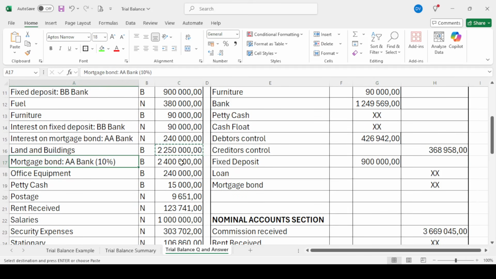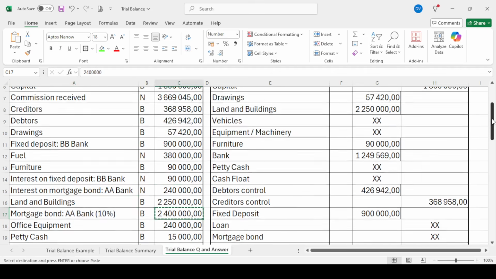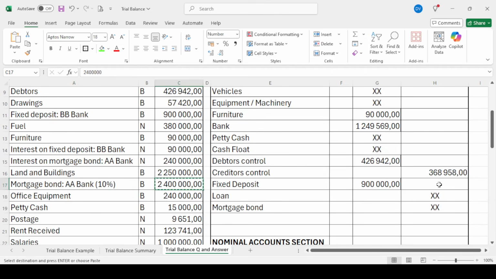Our mortgage bond. So that is the actual mortgage bond that we are now paying the interest on. Here we go. Office equipment. Okay. Goes under our balance sheet section. Equipment. Petty cash, we also know, goes under our balance sheet section. Petty cash.